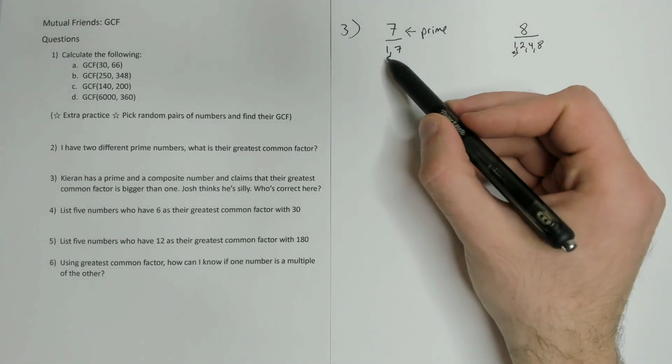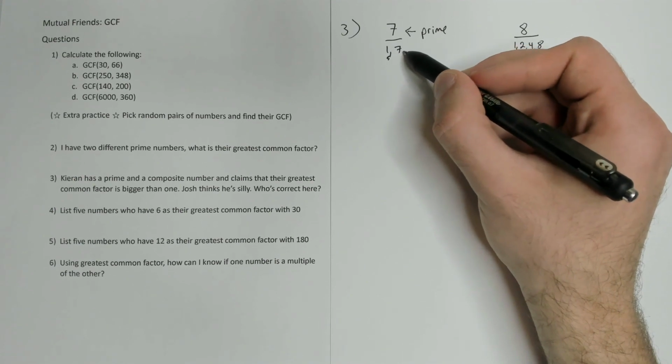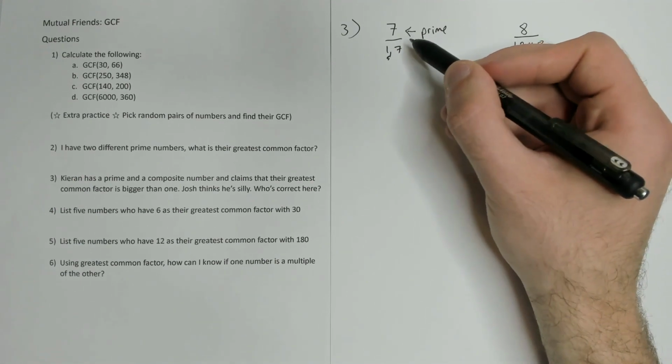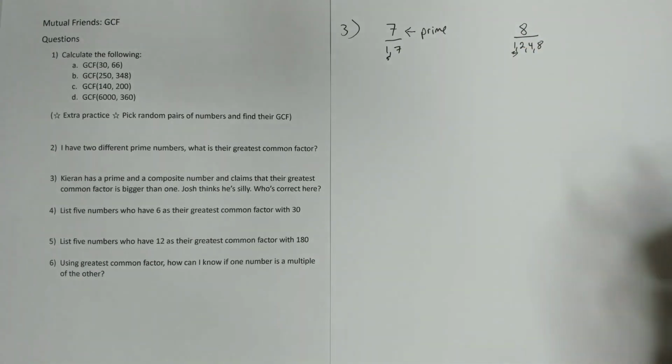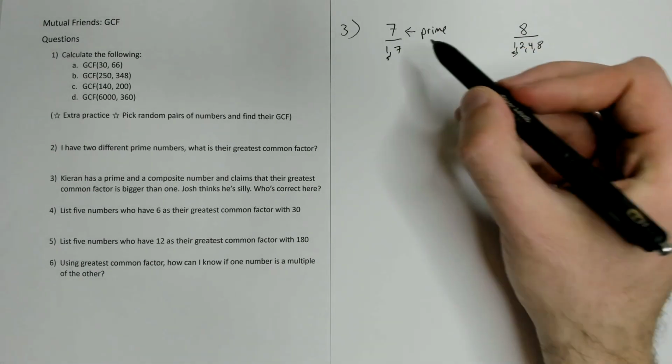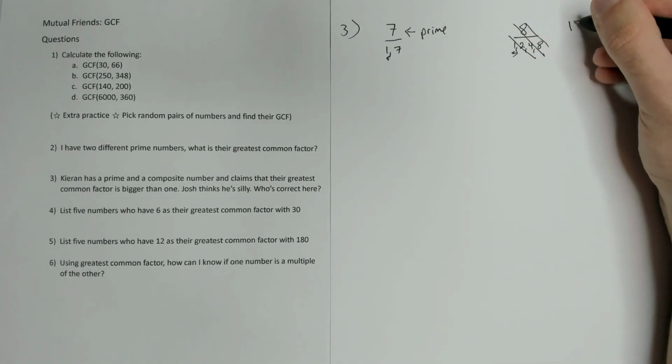Well, if the common factor is to be bigger than 1, the only other option we have is for that common factor to be 7, right? Any other number wouldn't be a factor of 7, so it wouldn't be a common factor. So that means we need to pick a number who has 7 as a factor. So what if we went with the number 14?